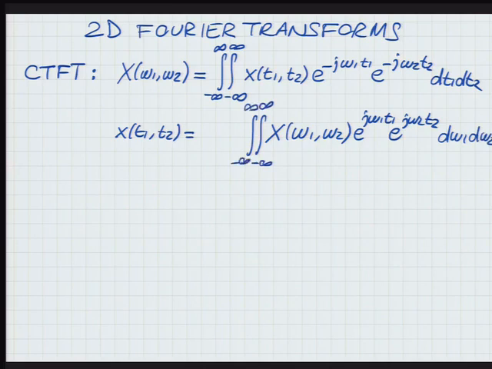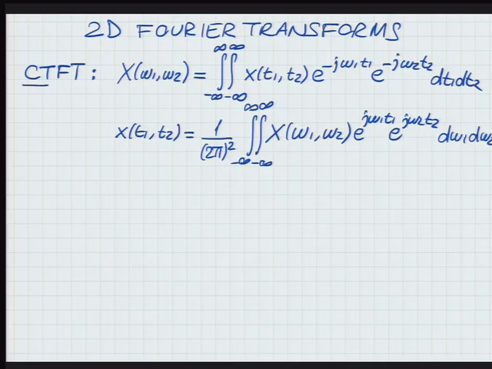Now, if you remember, in the synthesis equation for continuous time Fourier transforms, we had a factor of 1 over 2 pi, right? So we need to have that. And in fact, since we are doing two integrations, we need to do that twice. That means we take the square of 1 over 2 pi. Okay? So that's the continuous time case.